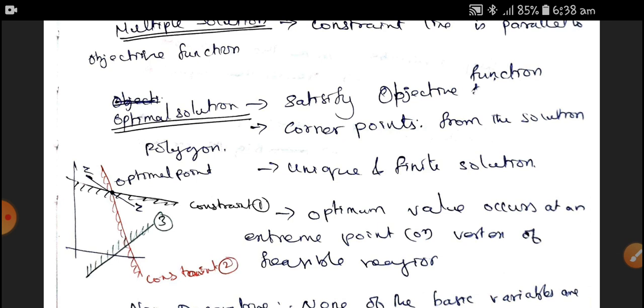It produces a unique and finite solution. The optimum value occurs at an extreme point or vertex of the feasible region. So that is the optimum solution.